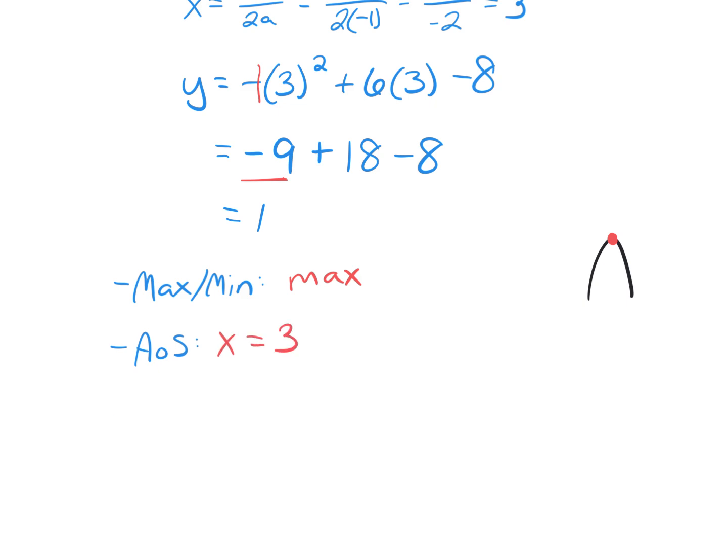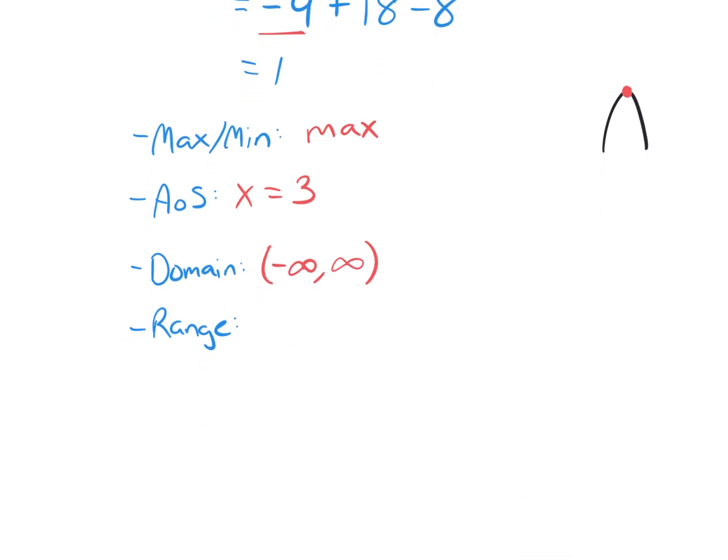What's after AOS? Domain. What's always going to be our domain? Negative infinity to infinity. And then range is one of the trickier ones. Look how I figure this out here. My lowest is negative infinity. My highest is 1. Yep. How come 3 is not the highest? 3 is my x value. For range, I want y values.